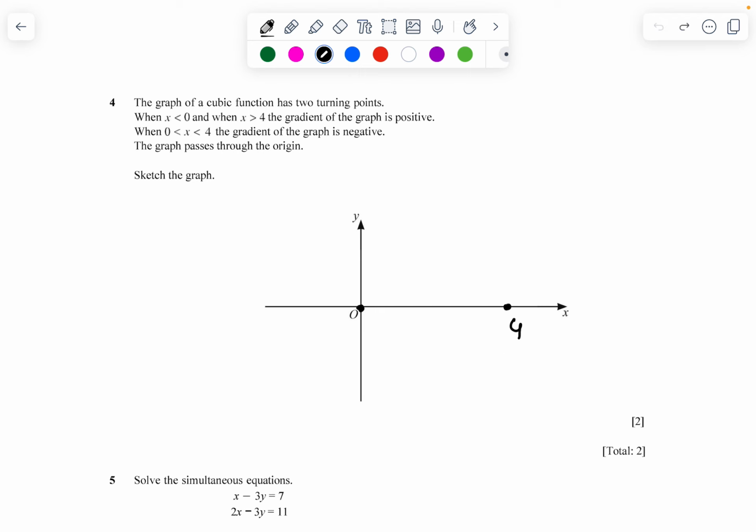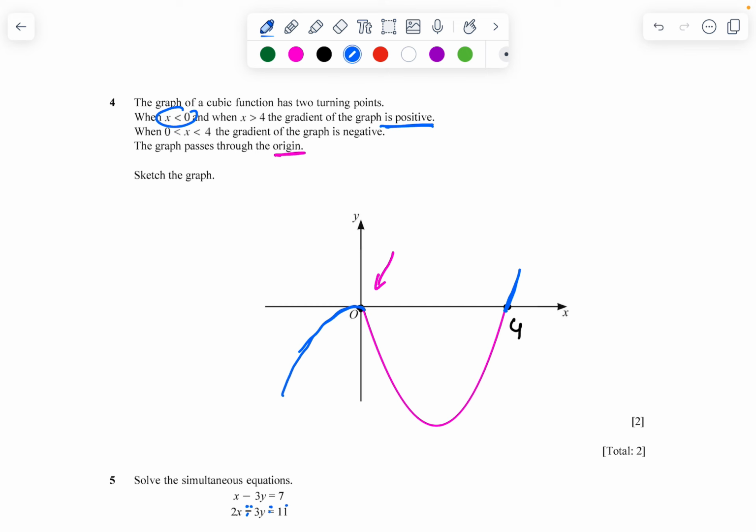So therefore, what am I going to do? I'm going to draw the graph between 0 to 4 as like this. And it says that it is passing through origin. That is the reason I have drawn it out over here. Now, for less than 0, the graph is positive, so it is going up. So I'm going to draw in this way. And greater than 4 also, it goes up. So this is the most suitable graph.